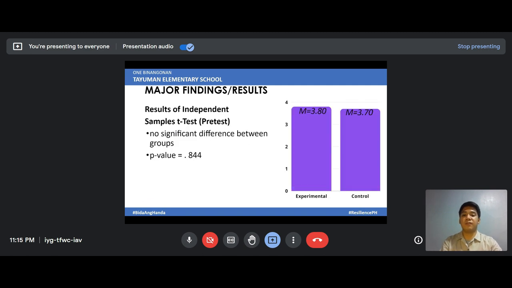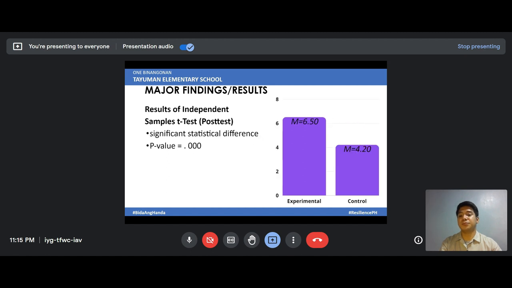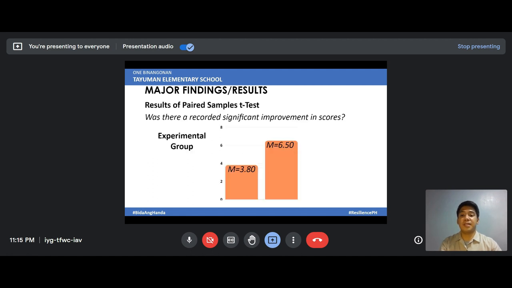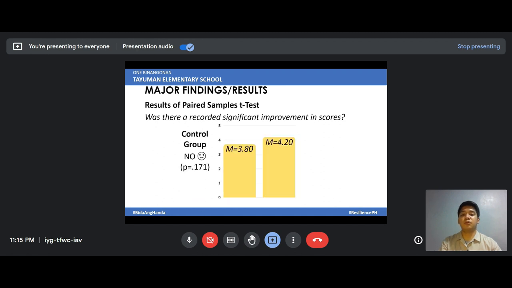Let's go to the findings. For the pretest, there was no significant difference between the two groups. For the post-test, there was a recorded significant difference. Let's go to the improvement of scores for the experimental group. Yes, there was a recorded significant improvement. For the control group, there was no recorded significant improvement.